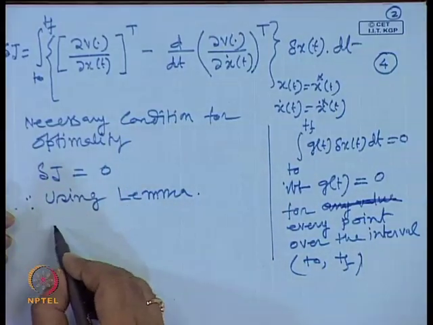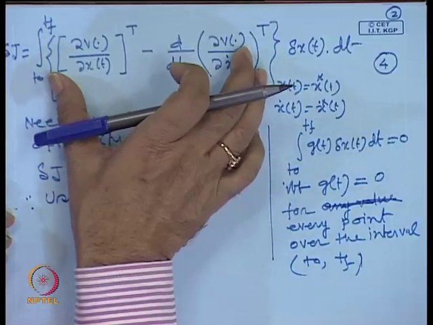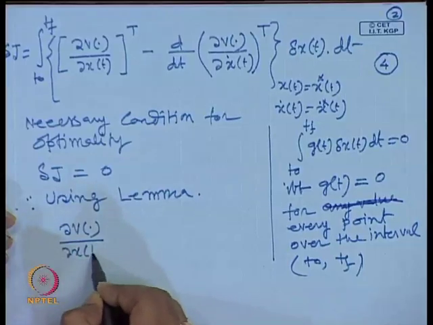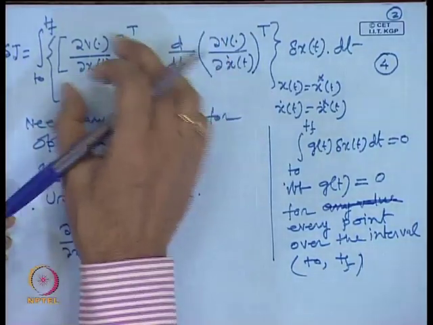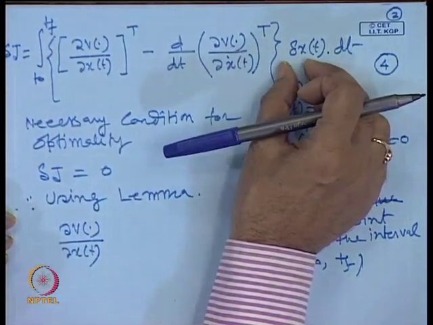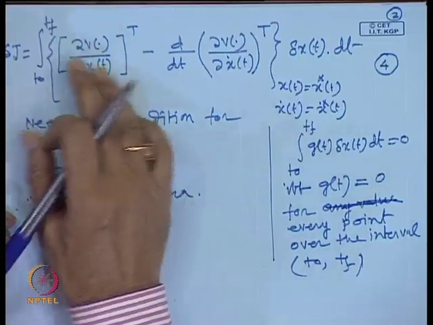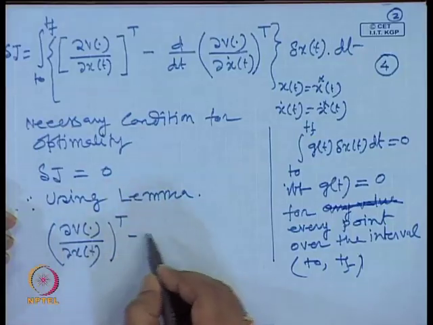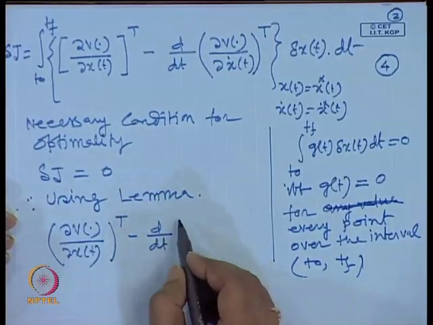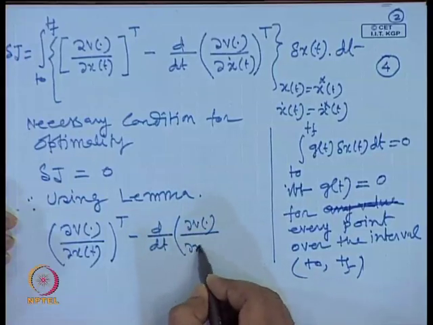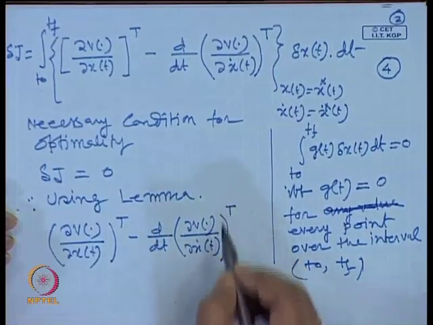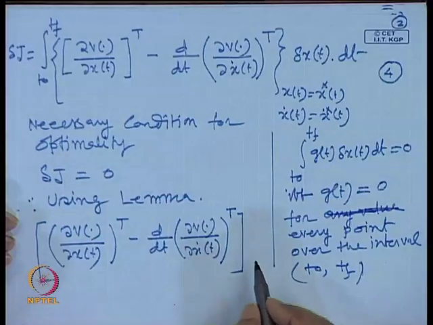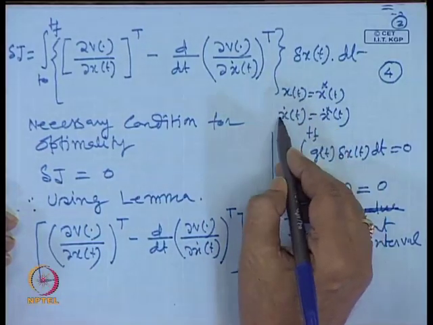And using this lemma, I can write that this 0 means this must be 0. So, our del v dot del x of t, agree? Because this is a column vector, transpose gives a row vector multiplied by delta x, if x is the multivariable case. If it is a single variable, transpose is not necessary, agree? So, this transpose, d of d t, del v dot del x dot of t whole transpose, you evaluate these values at x equal to x star, x dot equal to x dot star.